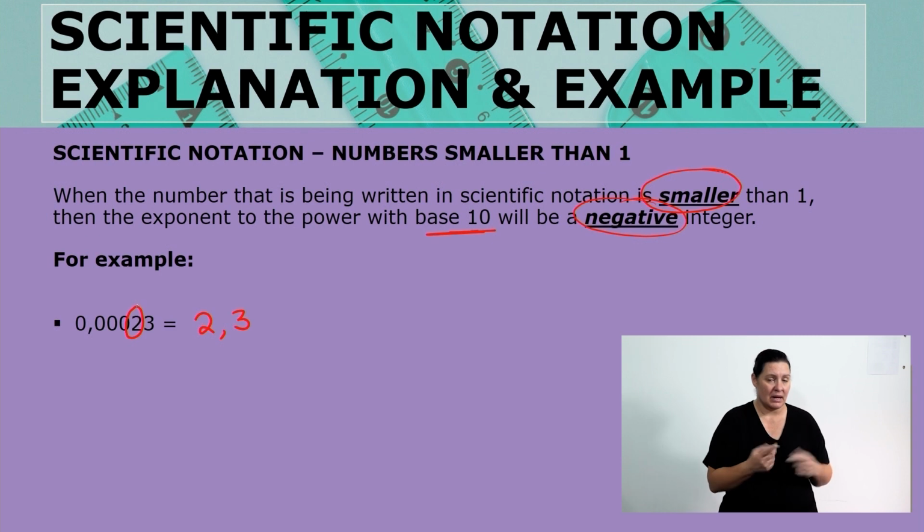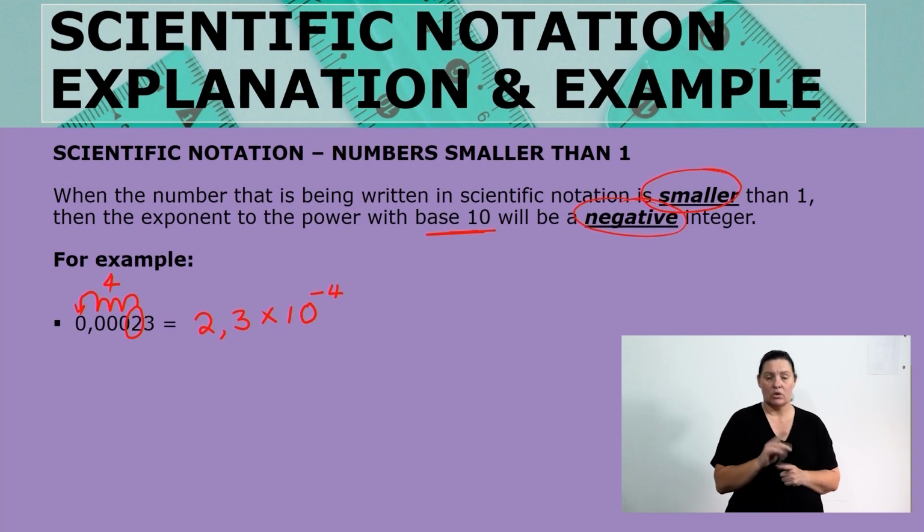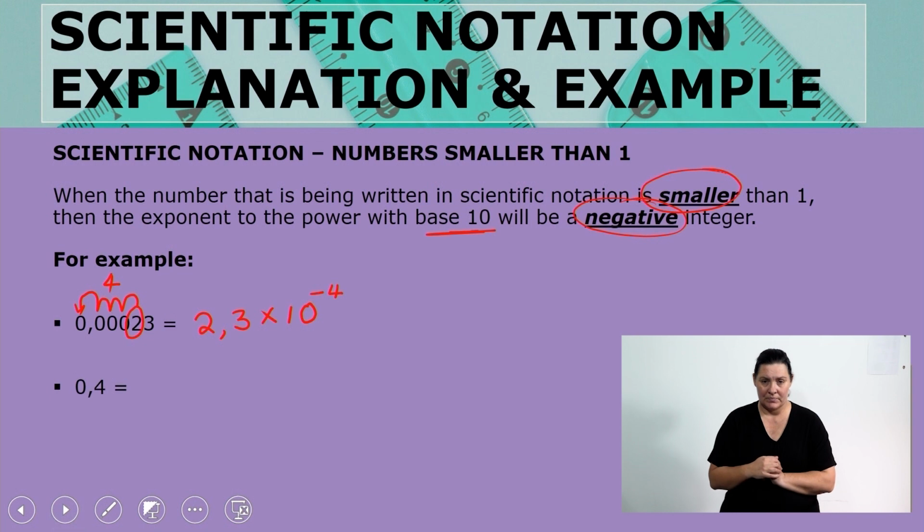So how many spaces is it going to shift? 1, 2, 3, 4. And that is going to be multiplied by 10 to the negative 4, because we shifted 4 spaces, but we shifted 4 spaces to the left. That means that our exponent is going to be a negative 4.